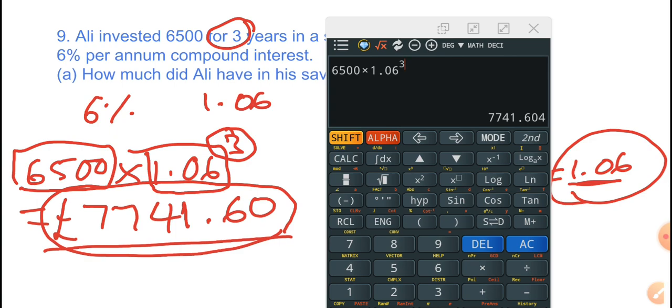£7,741 and 60p. So if they ever ask in the exam how much did this investment go up by, then you'll have to do £7,741 and 60p minus the initial amount, which is 6,500. And if you do that on your calculator, you'll get the answer of how much the investment went up by at the end of the 3 years.